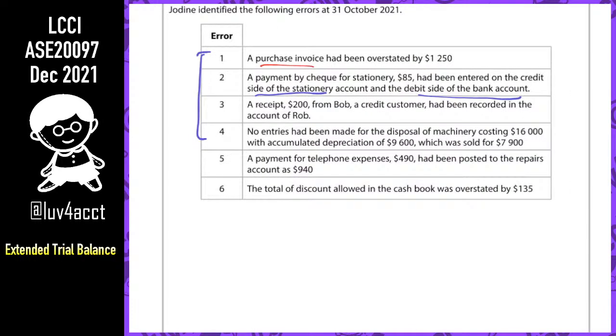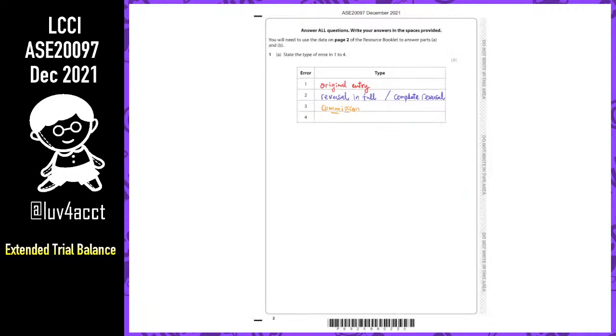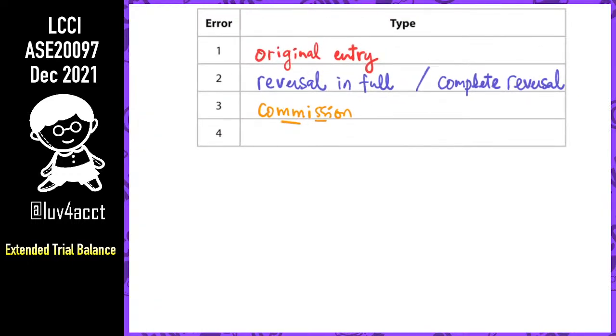No entry had been made for the disposal of machinery costing 16,000, accumulated depreciation 9,600, which was sold for 7,900. Okay, that is good. You have more items to deal with. So first thing, you are told that there is no entry made. That means, of course, the type of error will be error of omission. Double S only, single M, double S. Be careful with the spelling.